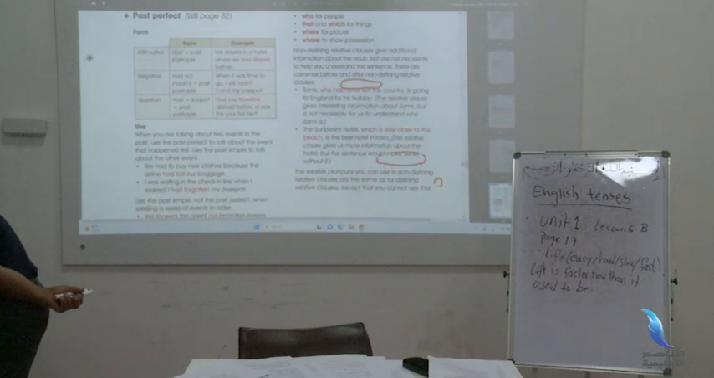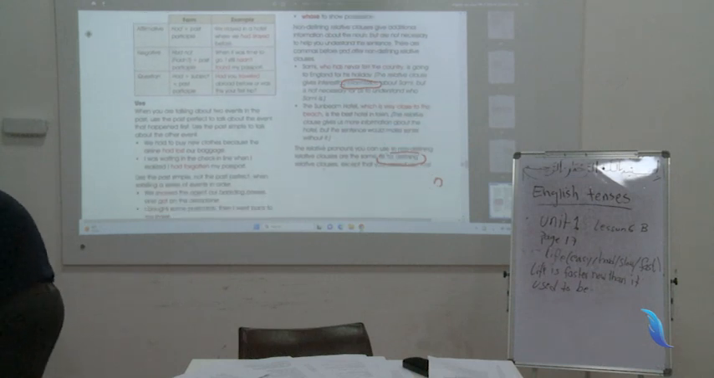Past perfect. In the affirmative, the form is had plus past participle. In negative, had not or hadn't plus past participle. In question, had plus subject plus past participle.